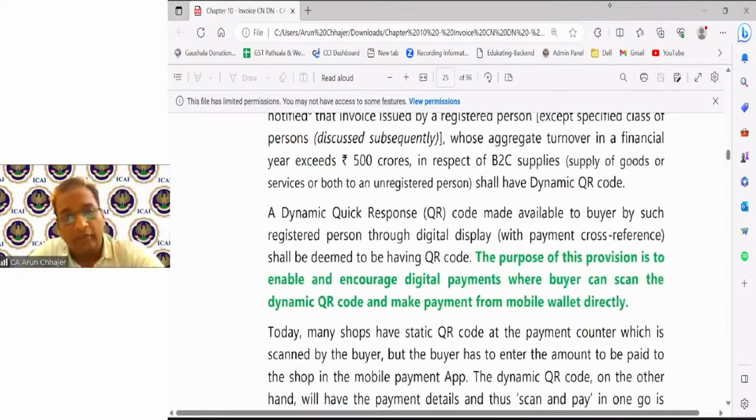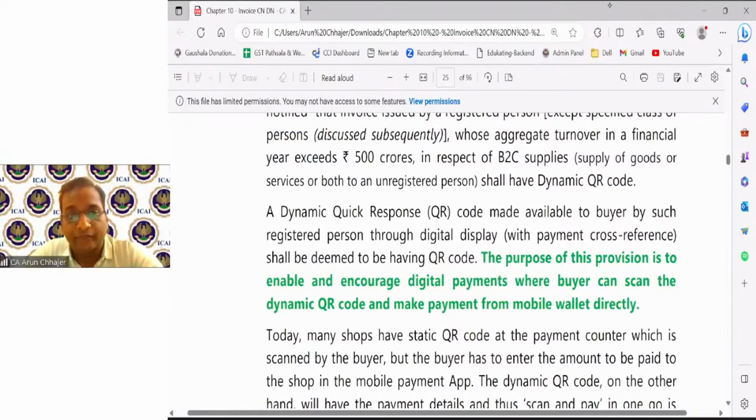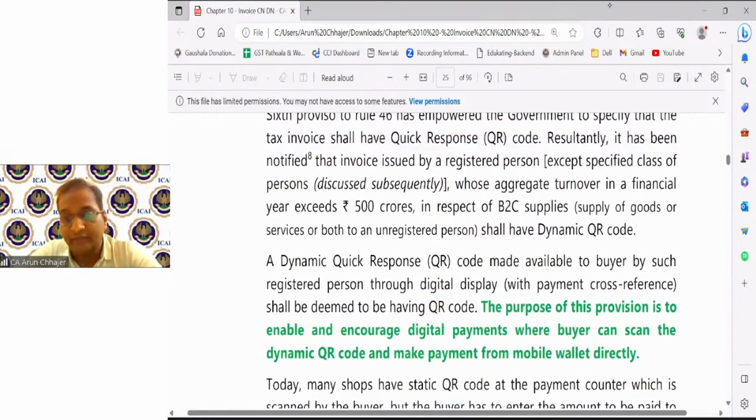The dynamic QR code made available to the buyer through digital display with payment cross-reference shall be deemed to have the QR code. The purpose of this provision is to enable and encourage digital payment, where the buyer can scan the dynamic QR code and make the payment from a mobile wallet directly.